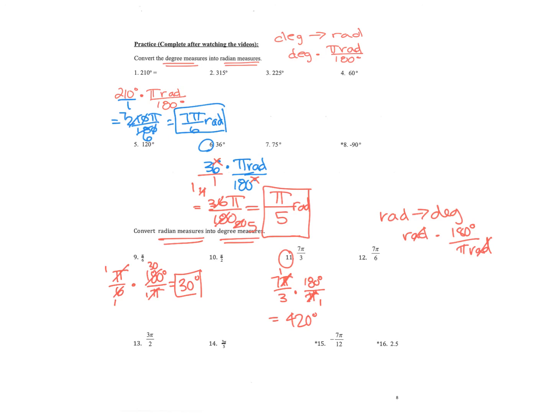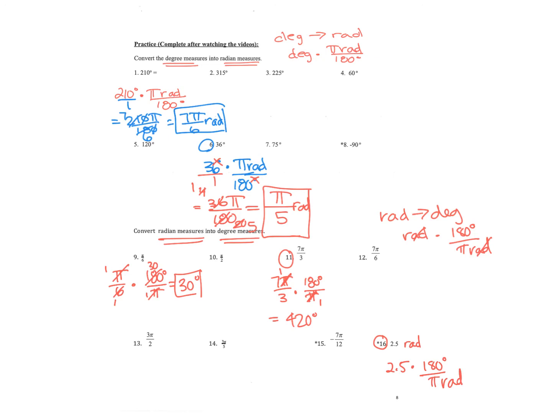Let's take a look at number 16, shall we? Number 16, I put a star by. This is radians, but it doesn't have a pi in the problem. The pi is multiplied in. So this 2.5 is a radian measure, and pi has been multiplied inside of it. My 3.14 is multiplied in it. So when I set up my conversion, it's 2.5 radians. So to change it to degrees, I'm going to multiply by my 180 degrees over pi radians.